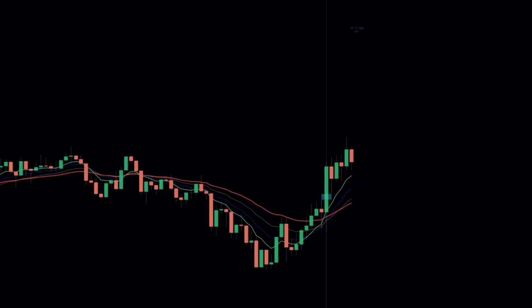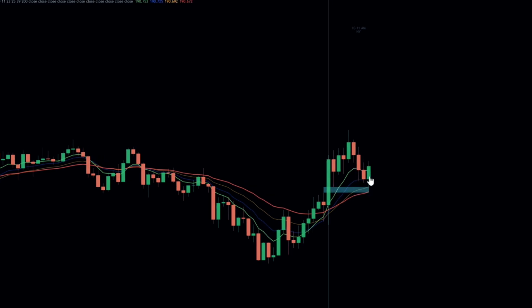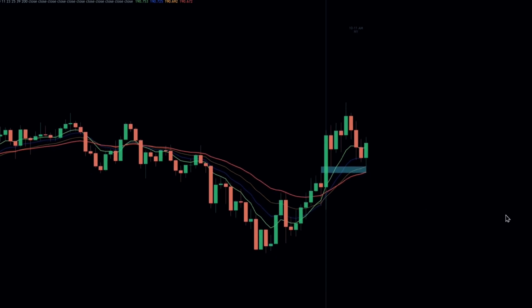Now let's go over the entry conditions for a long position. First, identify a silver bullet window, or let's say gray vertical line. Second, spot a bullish fair value gap, or let's say light blue rectangle. Third, wait for the price to retest the gap, or let's say a red candle touching the gap. And finally, confirm a bullish trend, or let's say EMAs aligned green, blue, orange, red.